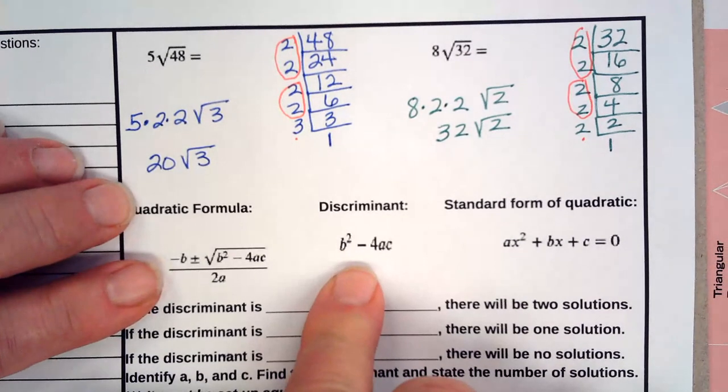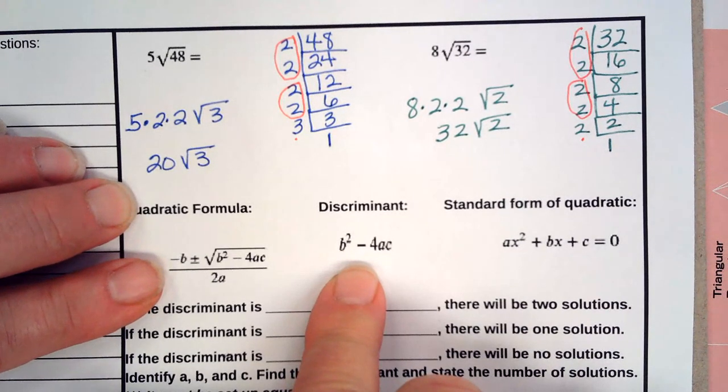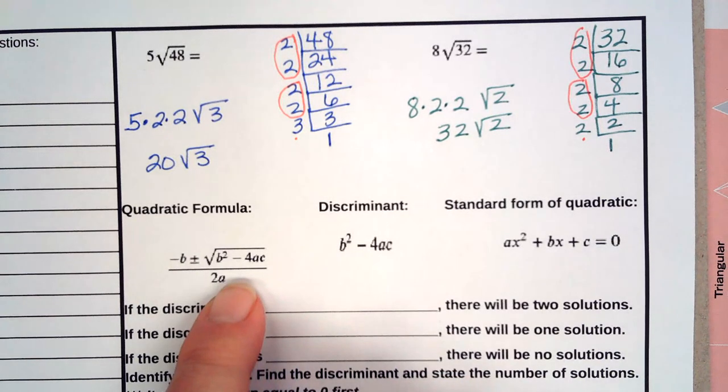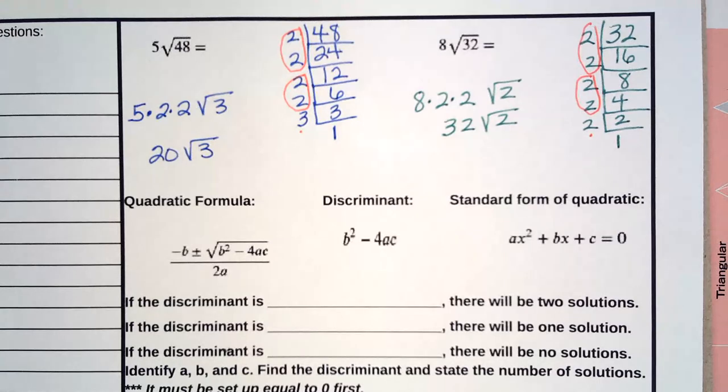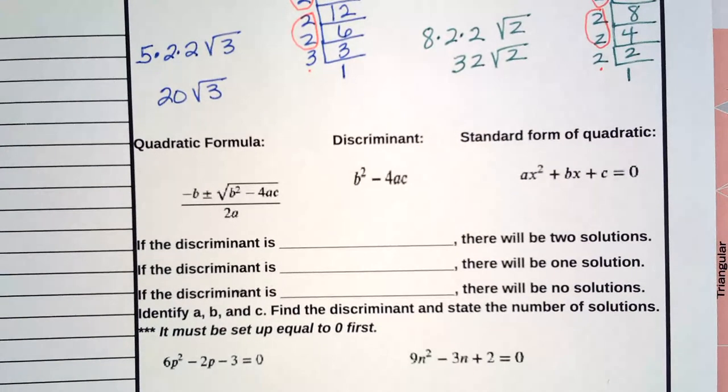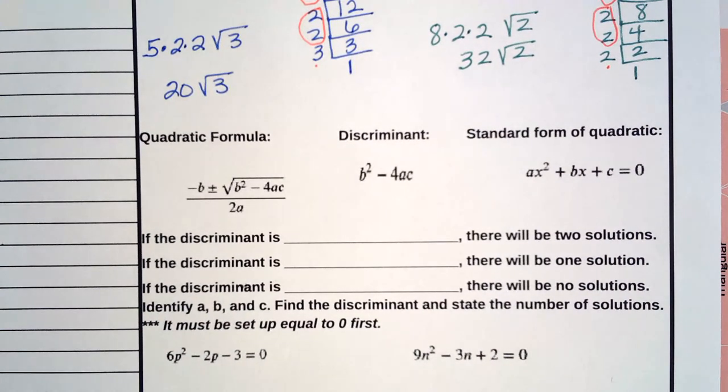Your discriminant is b squared minus 4ac. Look at where it's at. It is under the radical sign. So whatever the discriminant is, we will be taking the square root of it. So what does this discriminant have to be in order to have two solutions? Think of a square root.